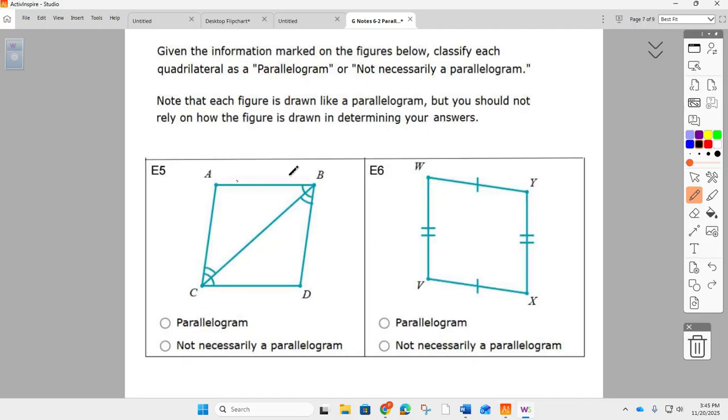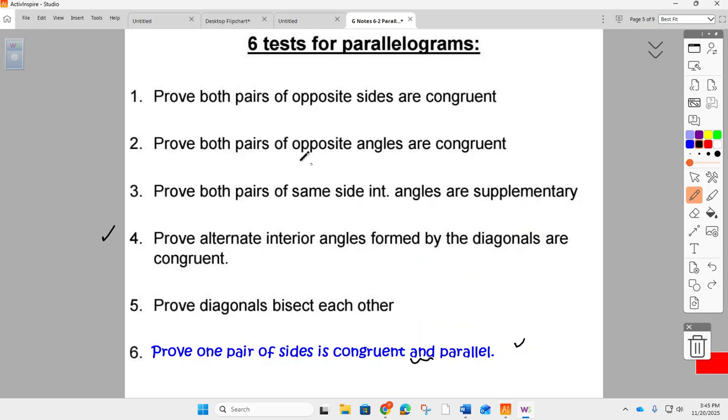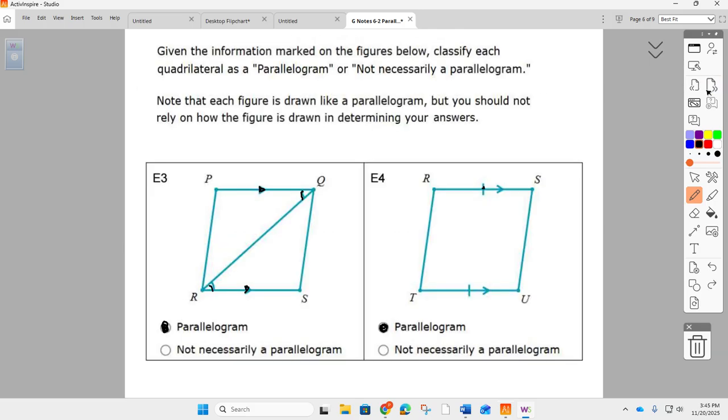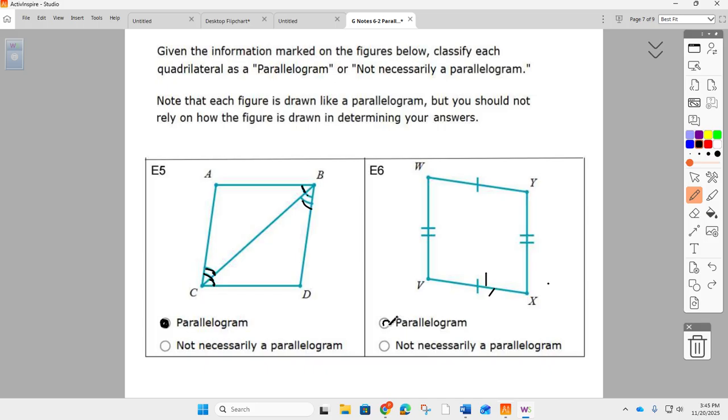Now let's look at this one. It looks like at first glance that the alternate interior angles are congruent. And so let's see, are they? There's one arc here and one arc here. 2 arcs here and 2 arcs here. So yes, those are a parallelogram. 2 pairs of congruent sides, that's one of our tests, right? Both pairs of opposite sides are congruent, and that's what these marks say. So now we can say that that one is a parallelogram.